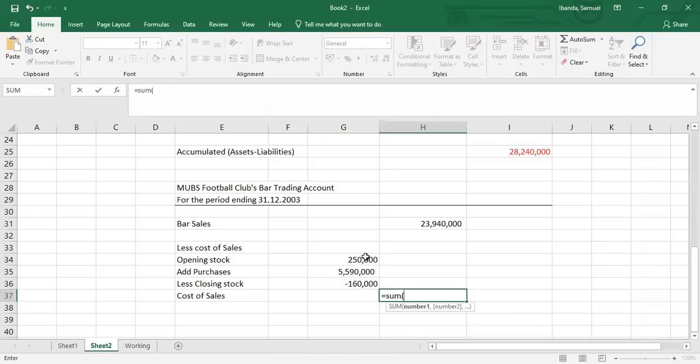after adding this to this, lessing this, which is 5,680,000. It is 5,680,000.